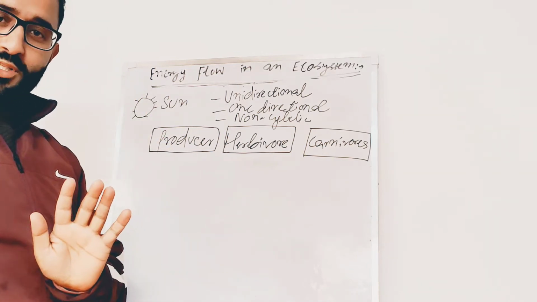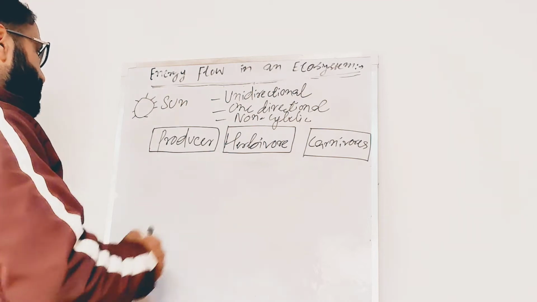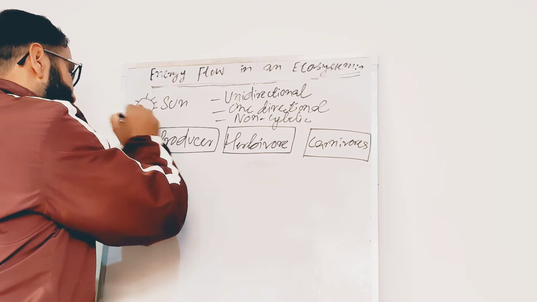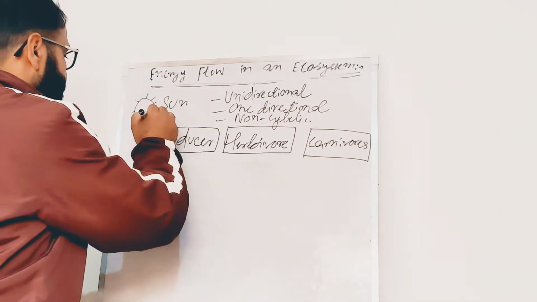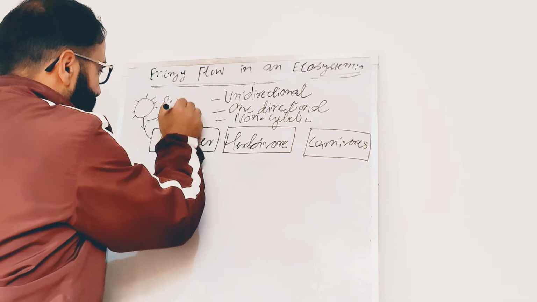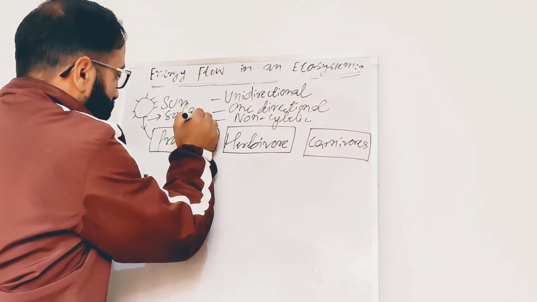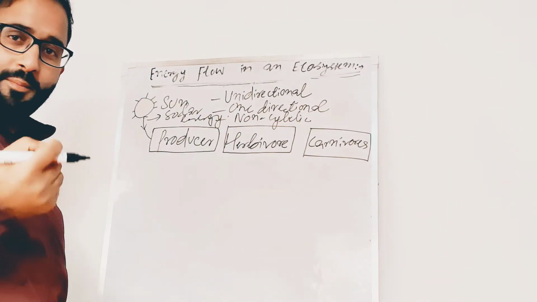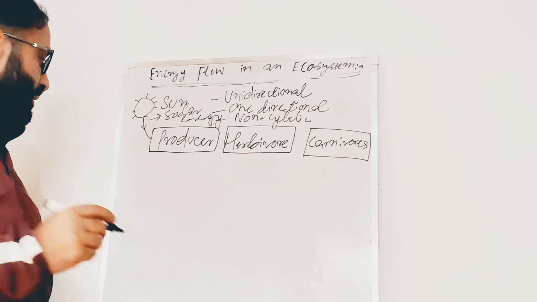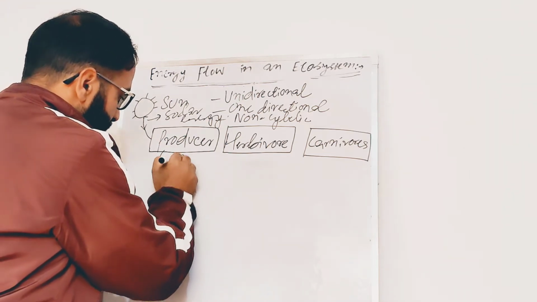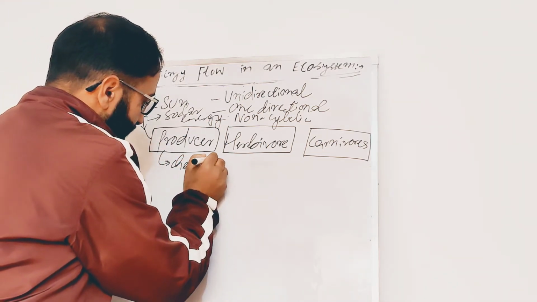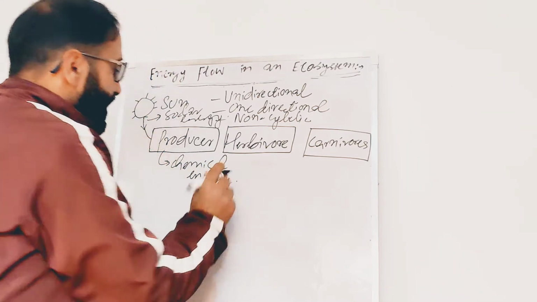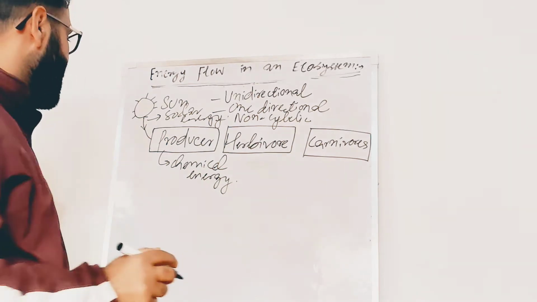The Sun is the prime source of energy for the ecosystem. We are getting solar energy from the sun. These plants are special because they have the ability to convert solar energy into chemical energy. The plants convert solar energy into chemical energy.